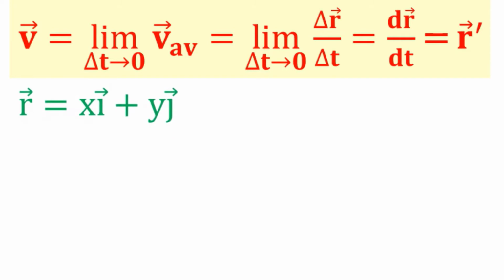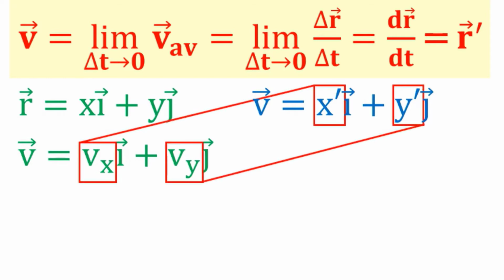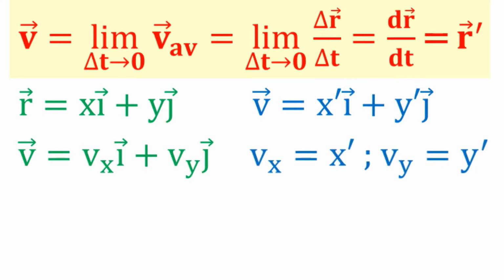We already know that r equals xi plus yj, so its derivative v is equal to x prime i plus y prime j. We also know that any vector, for example v, can be written as its component on the x-axis, vx, multiplied by vector i plus its component on the y-axis, vy, multiplied by vector j. By comparing the last two equations, we can get vx equals x prime and vy equals y prime.